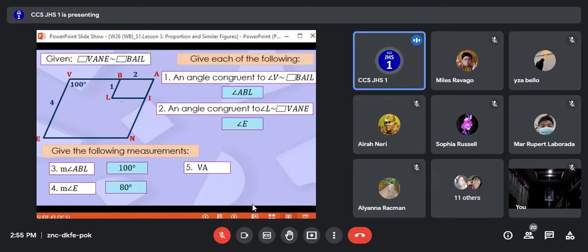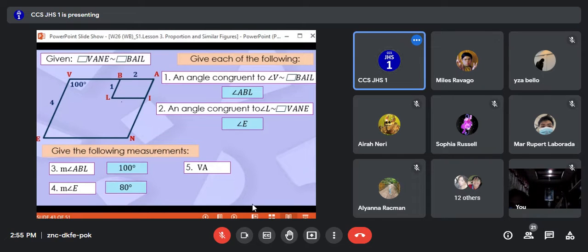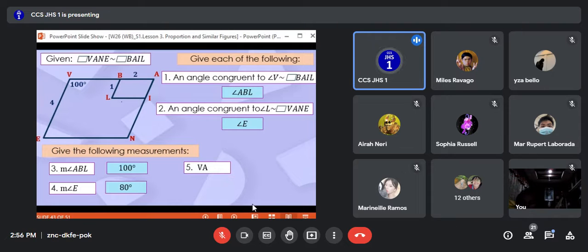So how do we determine the measurement of VA? VA corresponds to what segment in the smaller parallelogram? VA corresponds to BA, okay?